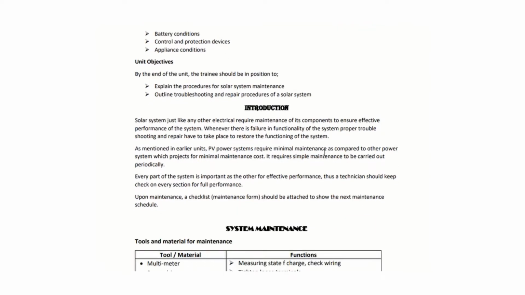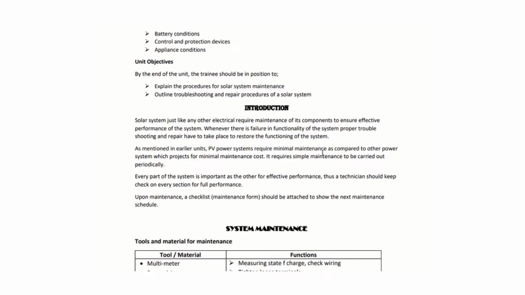Let's look now at the introduction. A solar system, just like any other electrical system, requires maintenance of its components to ensure effective performance of the system. Whenever there is a failure in functionality of the system, proper troubleshooting and repair have to take place to restore the functionality. We must ensure that you restore the functionality.